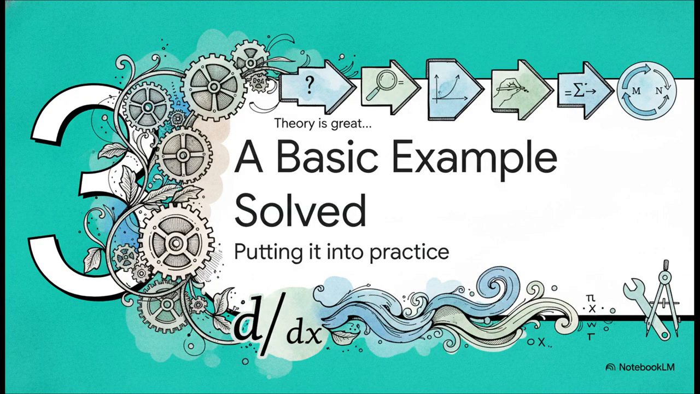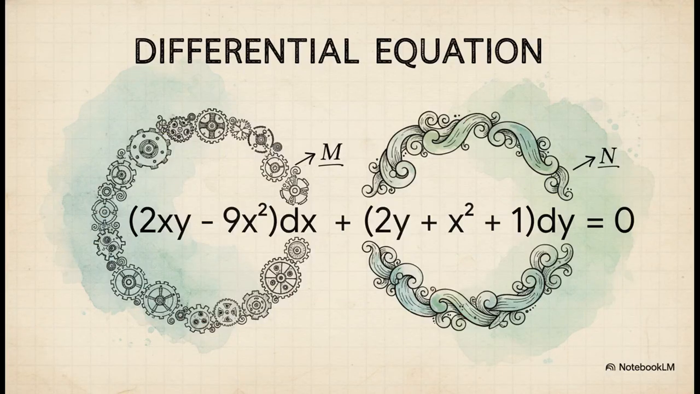All right, theory is great, but let's actually see this thing in action. It's time for a basic example. We're going to put that 5-step method into practice right now. Okay, here's our problem. Notice it's already in that nice standard M dx plus N dy equals 0 form. So our M is the stuff in the first parentheses, and N is everything in the second one.